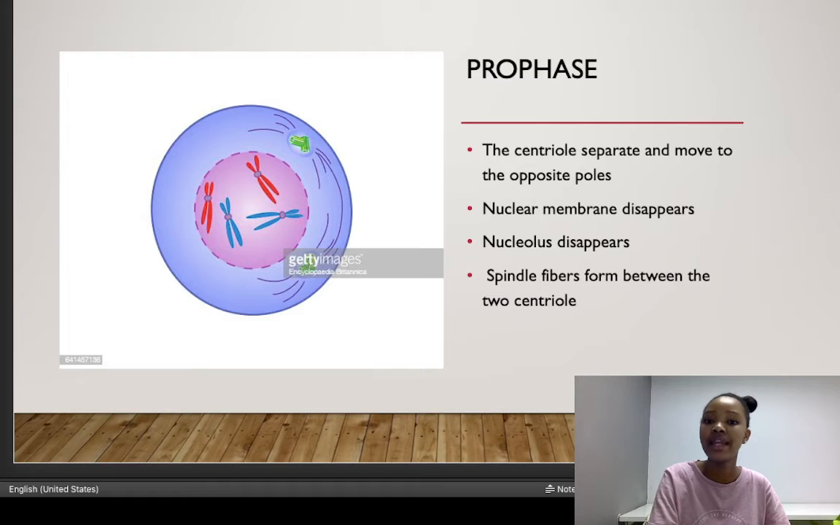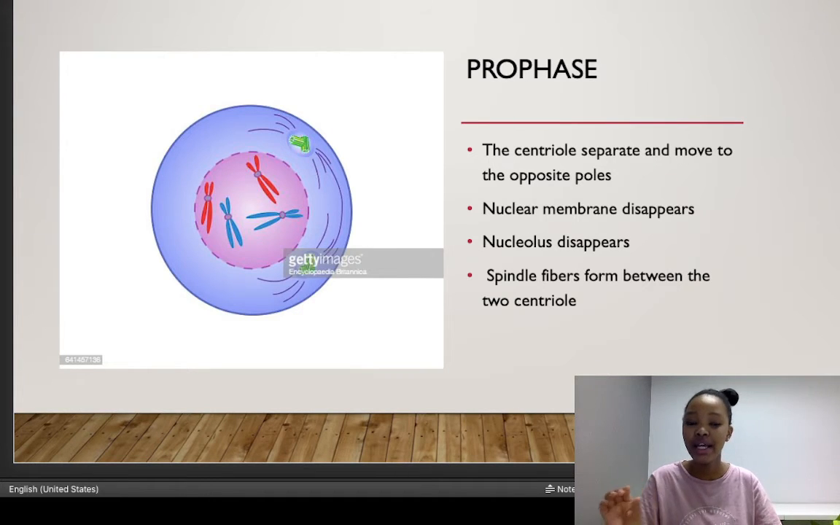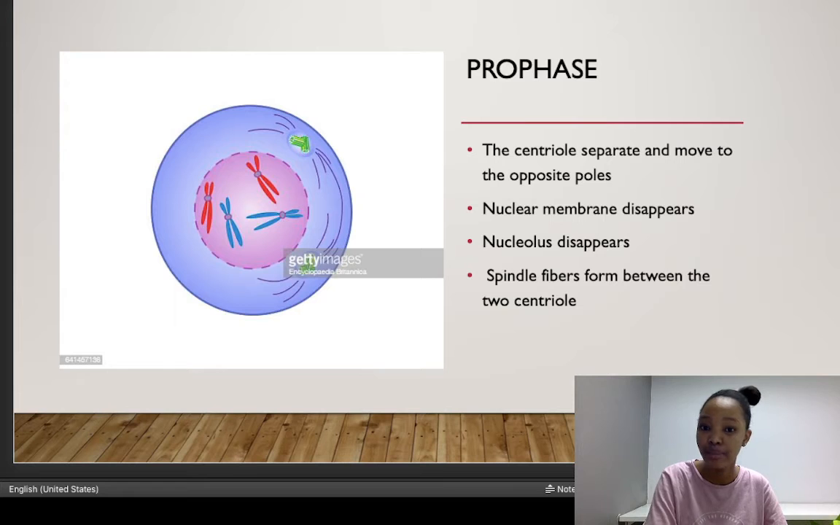On the prophase, the centriole separates and moves to the opposite poles. These are the centrioles, at the poles. So it separates and moves into opposite poles. The nuclear membrane disappears. As you can see, those dotted lines are trying to show you that the nuclear membrane is starting to disappear. The nucleolus is also disappearing. As you can see on this diagram, we no longer have the nucleus because it has already disappeared.